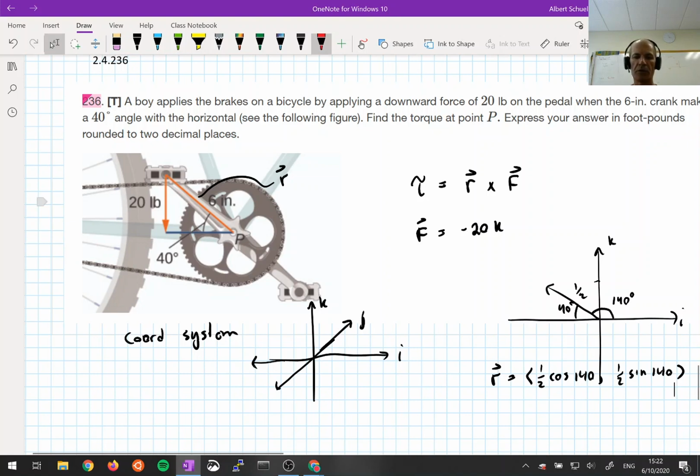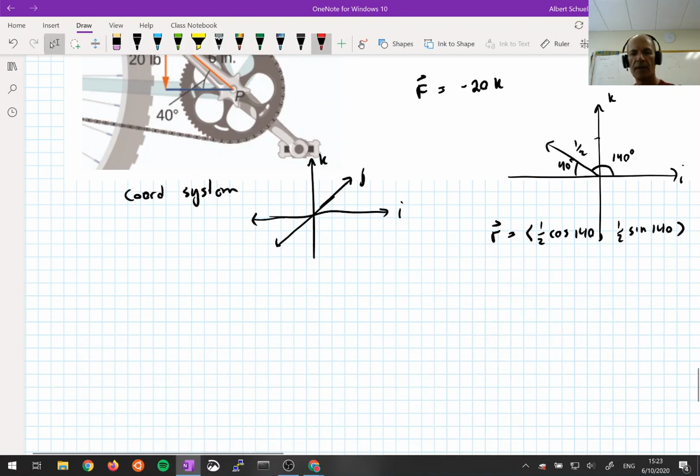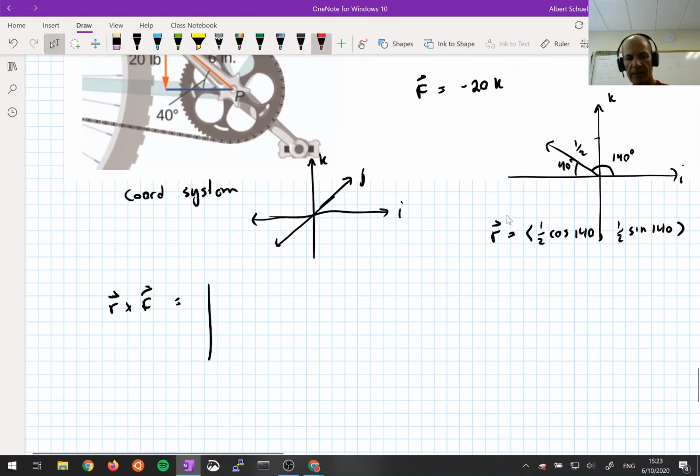All right, you want to do the cross product on this to figure out the torque. So let's do that. R cross F. Again, the order is important, right? The torque is defined to be R cross F. So we're going to take R as the first vector and F as the second vector, I, J, K. R is going to be 1/2. In fact, we can just pull the 1/2 out front and just put the cosine of 140 here and the sine of 140 here. What goes in this slot? 0. It has no J component. All right, and the force is 0, 0, -20.